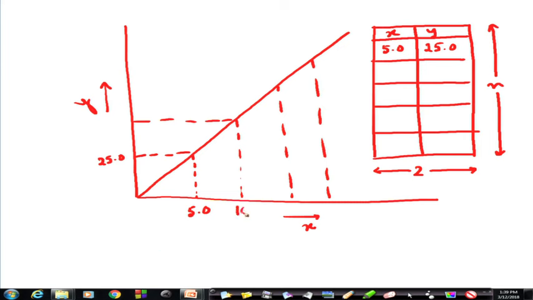Now, here it is 10, so it is 50, it may be 15, so this one will be 30, because I am talking of a linear curve. It need not be linear all the time. So, I can also have a curve like this.